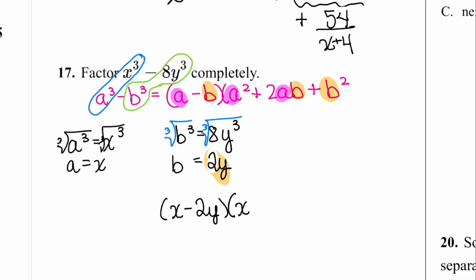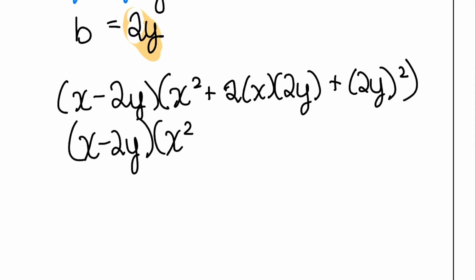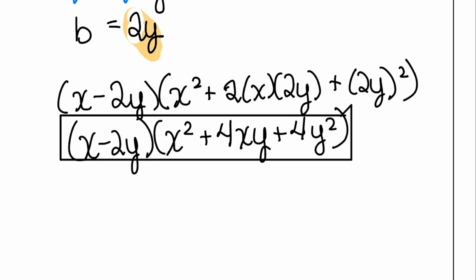Now we are going to have x squared plus 2 times x times 2y plus 2y squared. So we have (x minus 2y), x squared plus 4xy plus 4y squared. And this is factoring completely. This is just applying a formula. We don't really have any other ways to factor this. So this is your final answer.